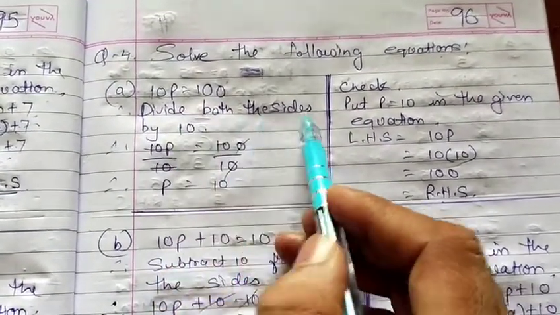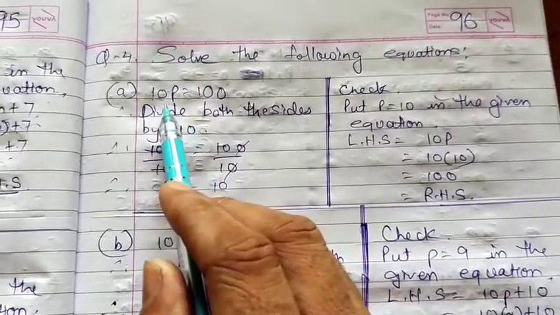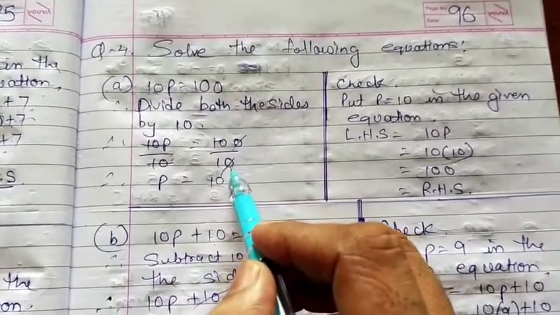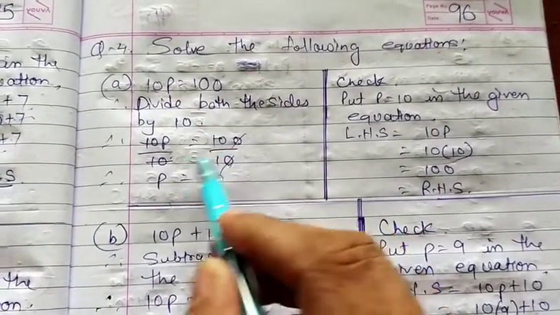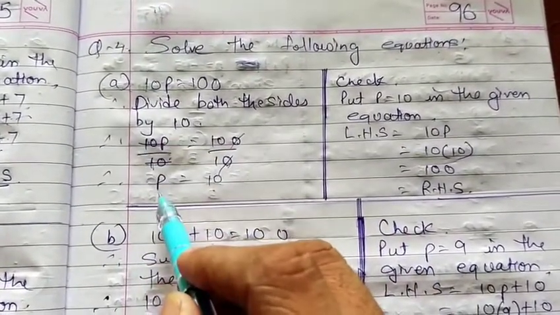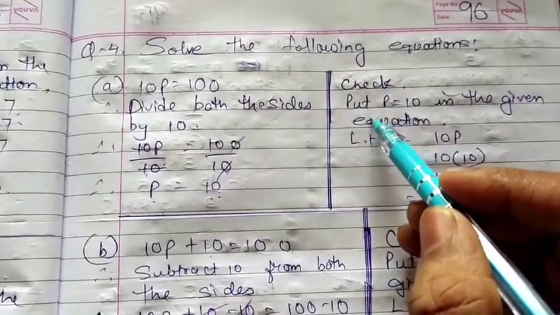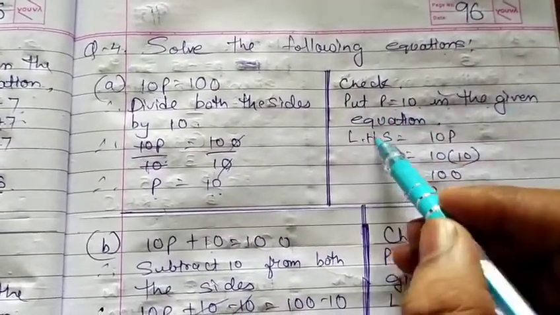Now divide both the sides by 10. By doing so, 10 times p divided by 10 equals 100 divided by 10. 0 and 0 get cancelled. Here 10 and 10 will get cancelled. That means the value of p equals 10. Now check whether the solution is correct or not. Put p equals 10 in the given equation.